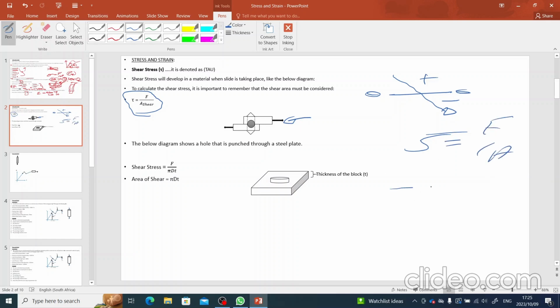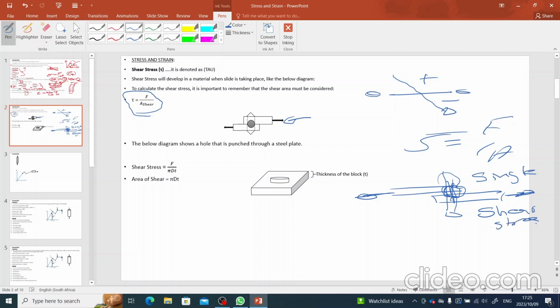Now, you have metal plates joined, let's say by a rivet, and a tensile force is applied there. You will realize that this pin will experience the shear stress, because as they are pulling that force, this pin will experience the shear. This is the single shear. This is the single shear stress.